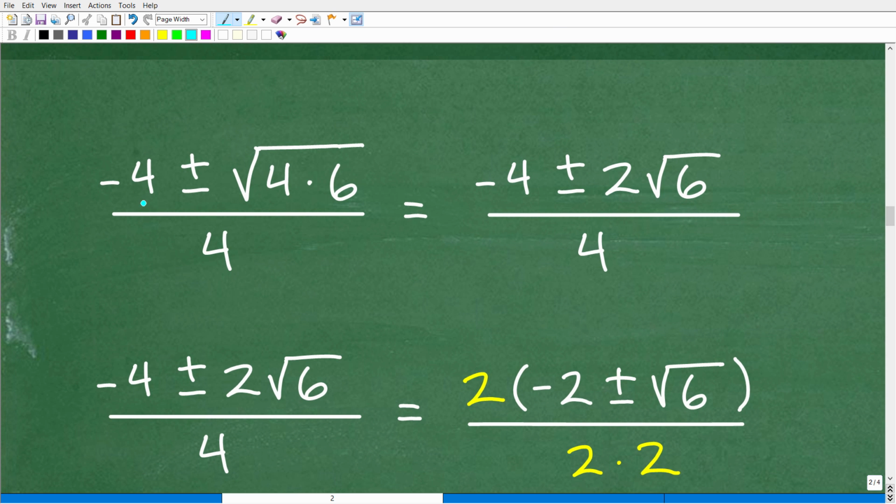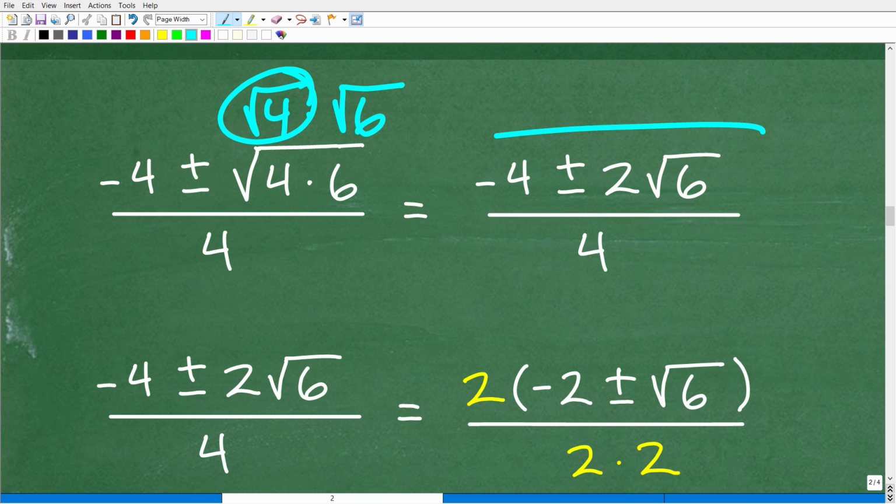Well, let's take a look at the work this way. We have -4 plus or minus the square root of 24, which is the same thing as the square root of 4 times 6. Now here, I can break up these square roots into two separate square roots. That's a property of square roots. So the square root of 4 times 6 is the same thing as the square root of 4 times the square root of 6, and the square root of 4 is what? 2. So this is all equal to 2 square root of 6. So this is where we're at right now.